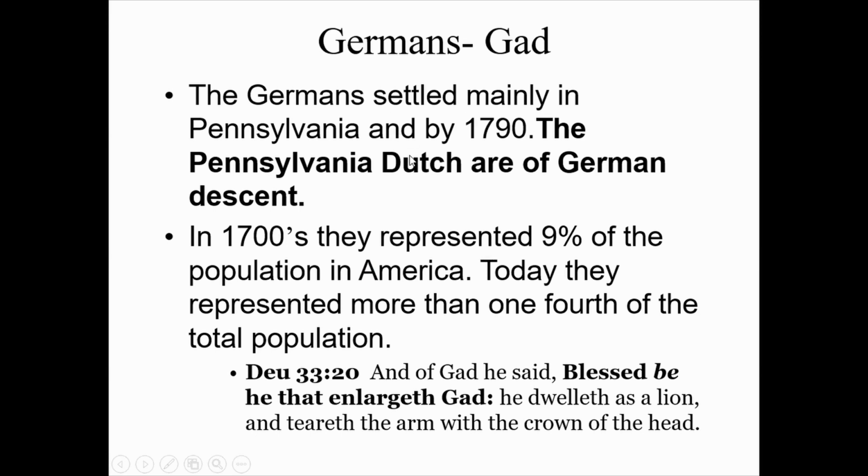The Germans settled mainly in Pennsylvania in 1790. The Pennsylvania Dutch are of German descent. In the 1600s, they represented 99% of the population. Today, it represents 1/4, because Gad was to be, in Deuteronomy 33, verse 20, blessed and enlarged, which means it would be a large nationality.